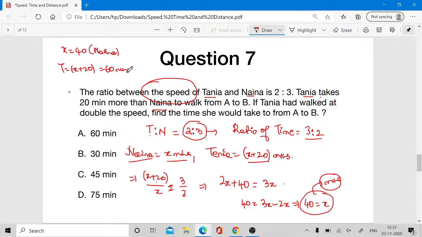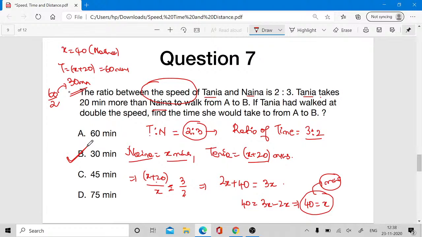So if she goes at double the speed, this will be half, right? This will be 60 by 2. How much is 60 by 2, people? That is 30 minutes. So option B is the right answer here. Right? Option B is the right answer.